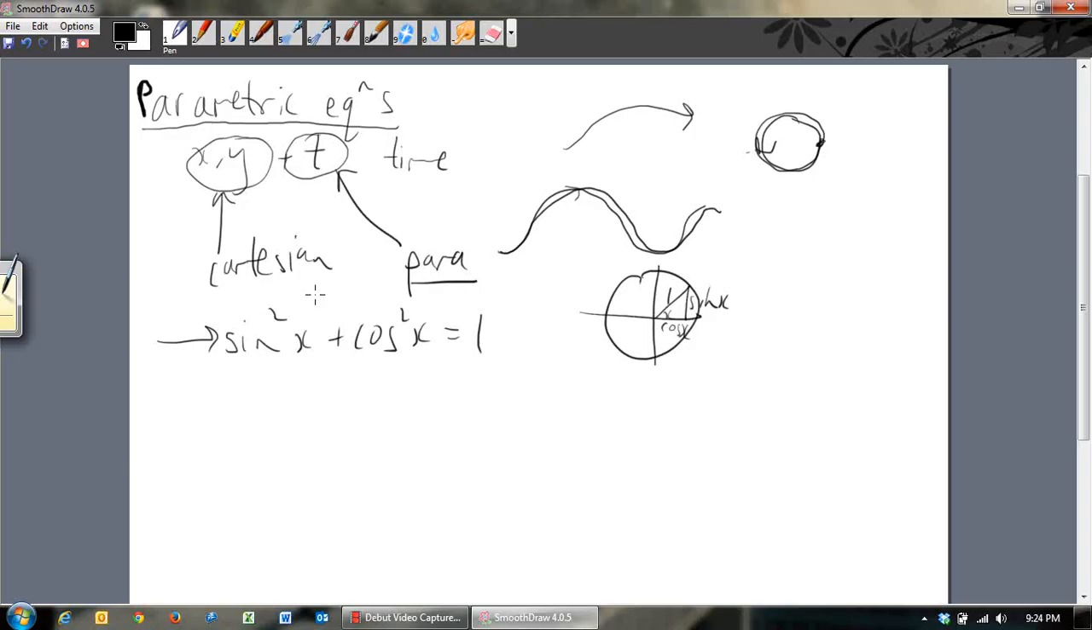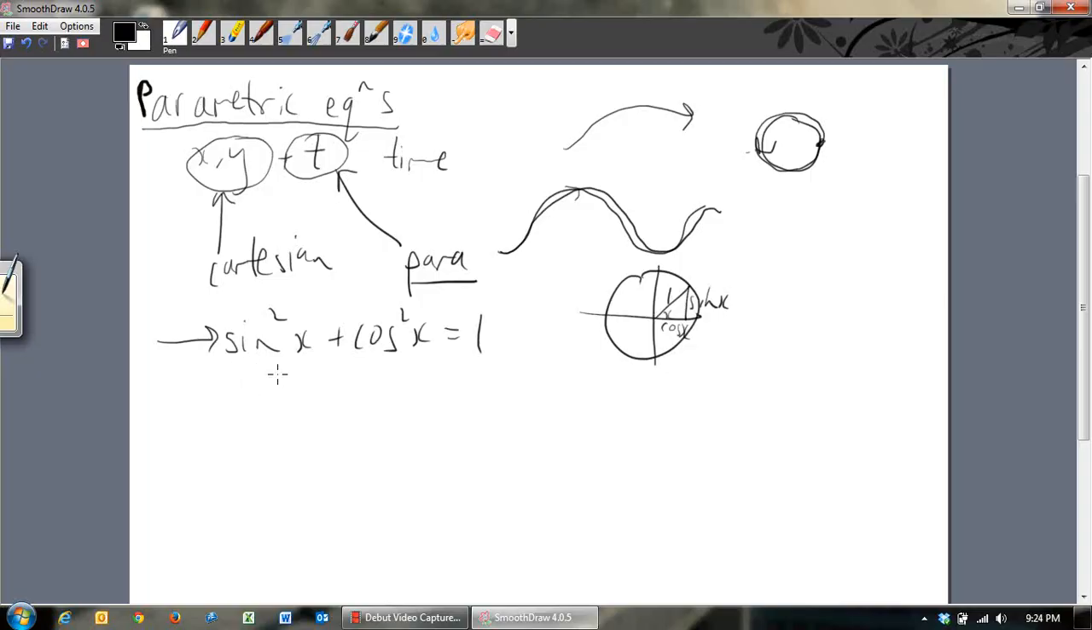It does not matter what the angle of x is, this will always hold. So that could be 2x, it could be 30 degrees, it could be t. It does not matter what this angle is, this will always hold. And this is what you can use to convert a lot of parametric equations into Cartesian. While we're here, let's look at the other two.